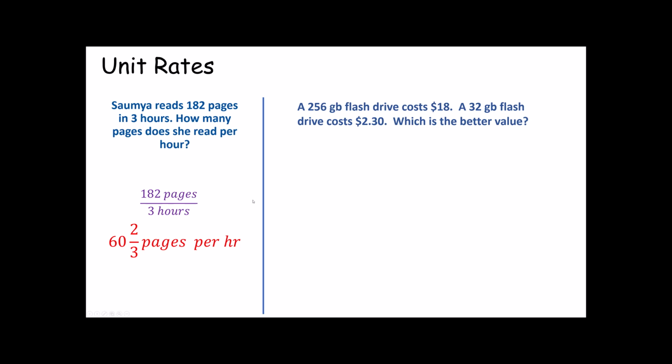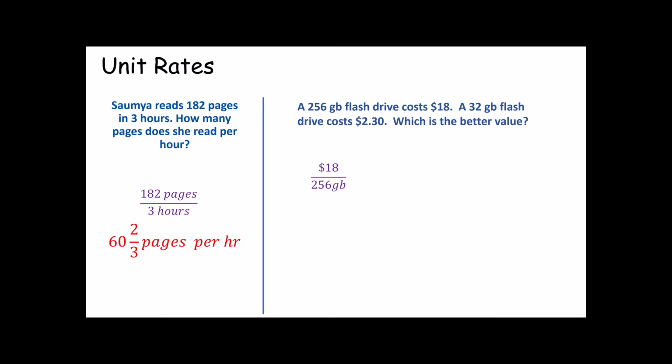Now the reason we like unit rates so much is unit rates allow us to make comparisons when more than one rate is given. For example, if I were to find that a 256 gigabyte flash drive costs $18 and a 32 gigabyte flash drive costs $2.30, which is a better value? Well, certainly $2.30 is less money than $18, but you get a whole lot more gigabytes or a whole lot more space for your $18. It's very difficult to determine which of those is a better value the way it's written.